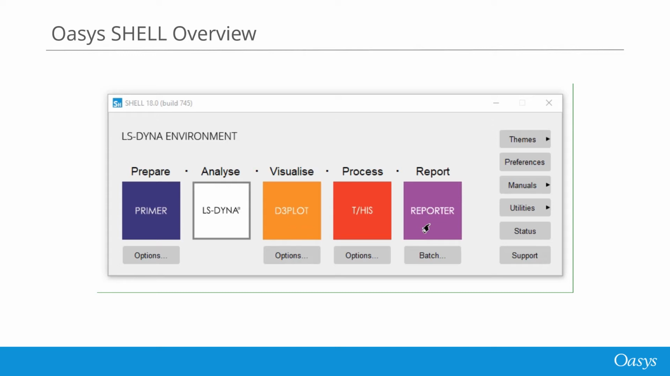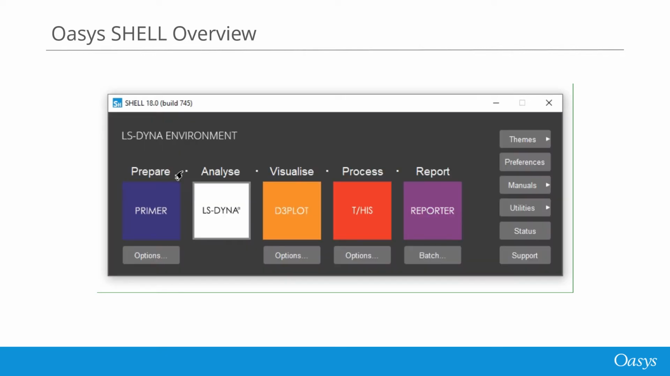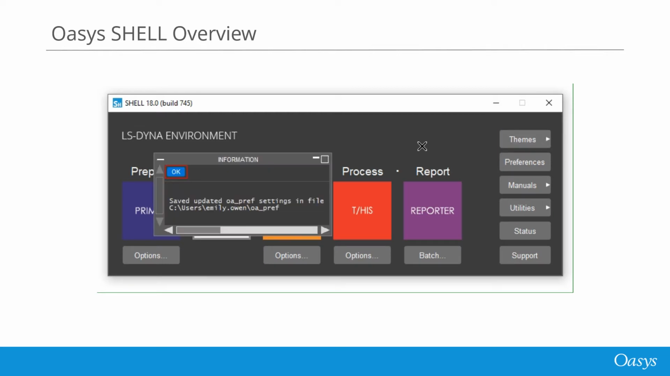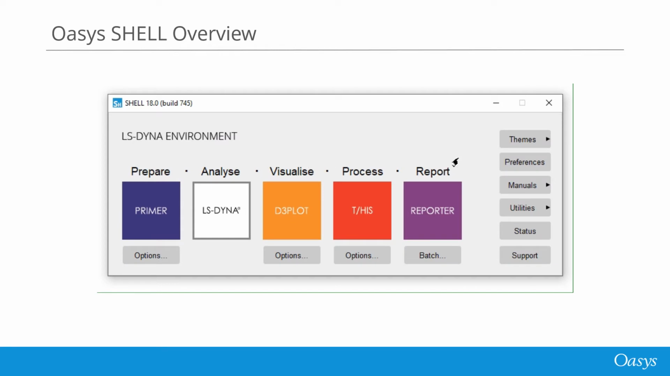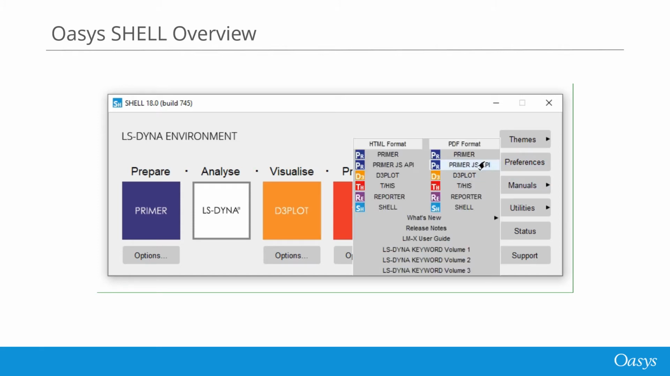As well as access to the software, you can use the shell to change the theme. You can select and change to your personal preference, and this will be applied to each application in the software. You can also edit and access your preferences. There is also a link to the library of manuals available to you.